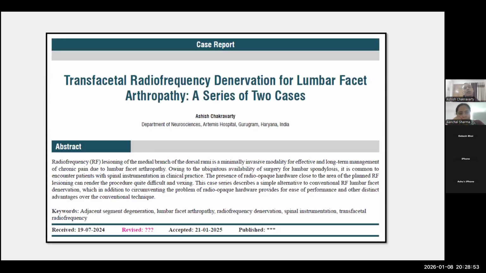And I had submitted this case study for consideration to the Indian Journal of Pain, and they have been nice to accept it for publication. So that was published in June 2025.